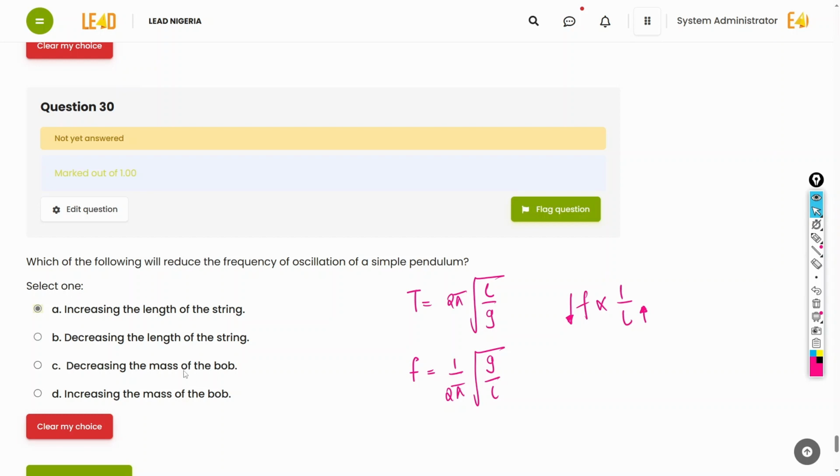Again, mass has nothing to do with a simple pendulum. You don't see it in the formula for the frequency or the period of a simple pendulum. It's a mass-spring system where doing this would actually alter it, because the mass actually influences that.